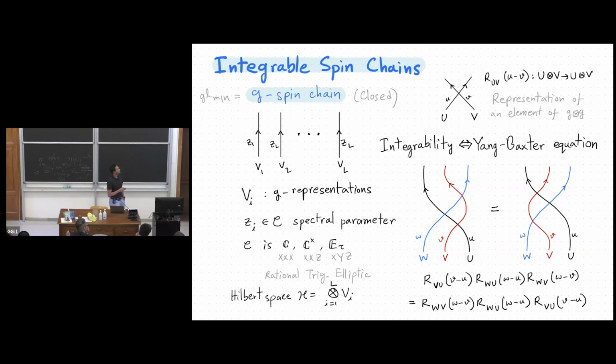The defining feature of this matrix is that it satisfies the Yang-Baxter equation, which is diagrammatically represented as follows. This is an operator equation where the operator acts on the tensor product of three representations with three different complex numbers, and it represents some kind of braiding of these R matrices. The whole point is that if we have solutions to these equations, then we can construct an integrable spin chain as follows.